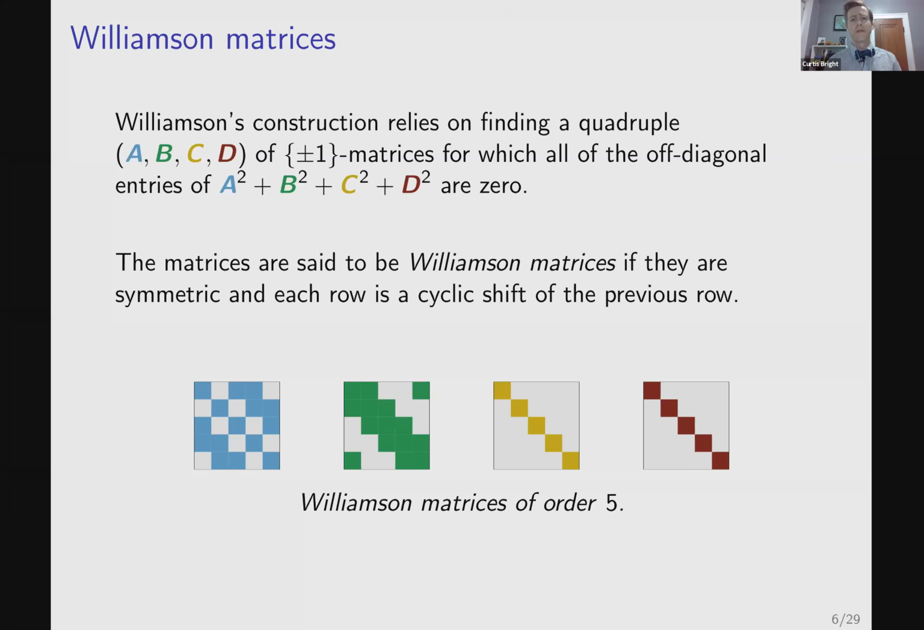Okay, so if these matrices have some symmetry properties, if they're symmetric, and for simplicity we'll just say they're circulant, meaning every row is a cyclic shift of the previous row, then they're going to be called a set of Williamson matrices. One simple example is shown at the bottom here. These are a quadruple of Williamson matrices of order 5. You can see the circulant property. It makes this nice diagonal looking pattern.